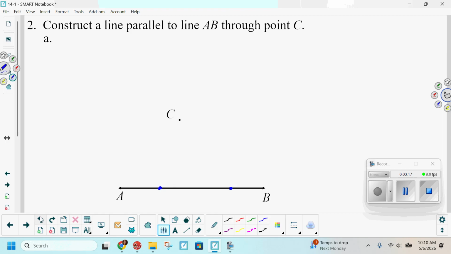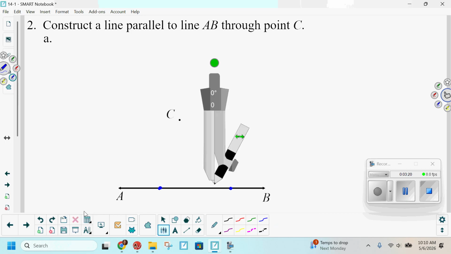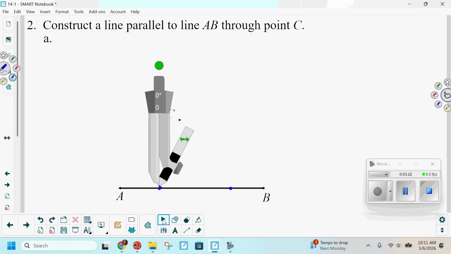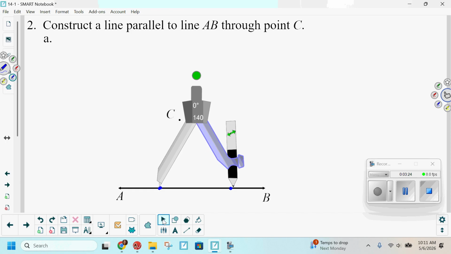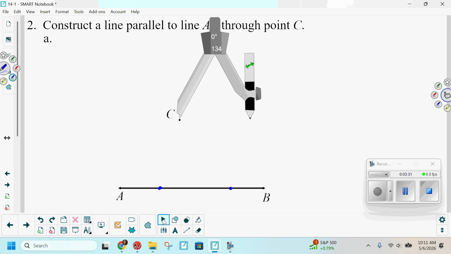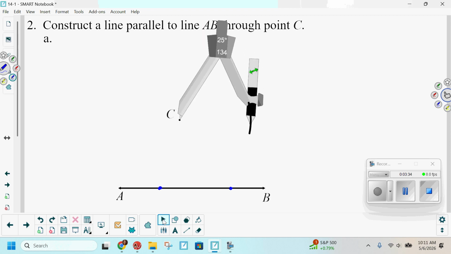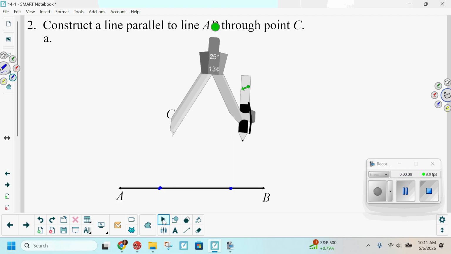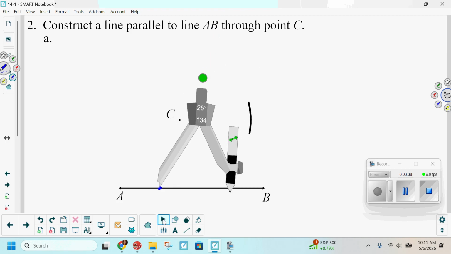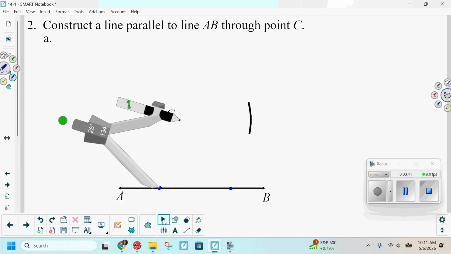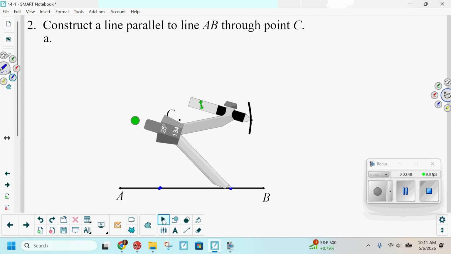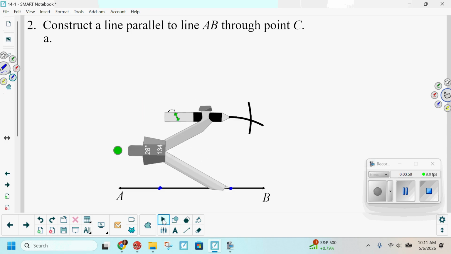Okay, so now I'm going to take my compass and I'm going to measure the bottom of the rhombus. And I know that a rhombus has 4 congruent sides. So then I'm going to move this up and swing. So now I've got the bottom and the top of my rhombus the same. And now I'm going to measure from this point to C. And then I'm going to move over. I'm going to swing. And I'm done.